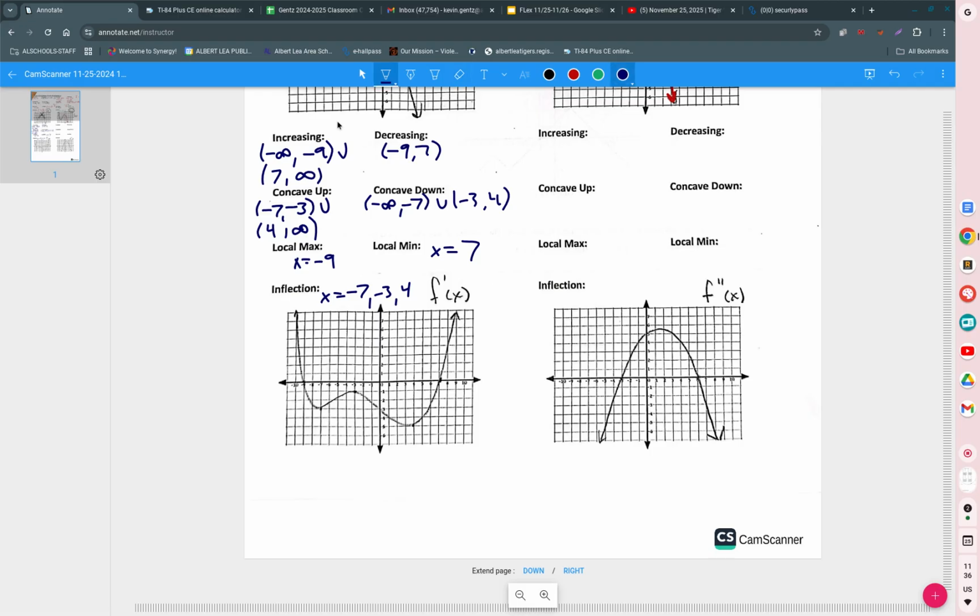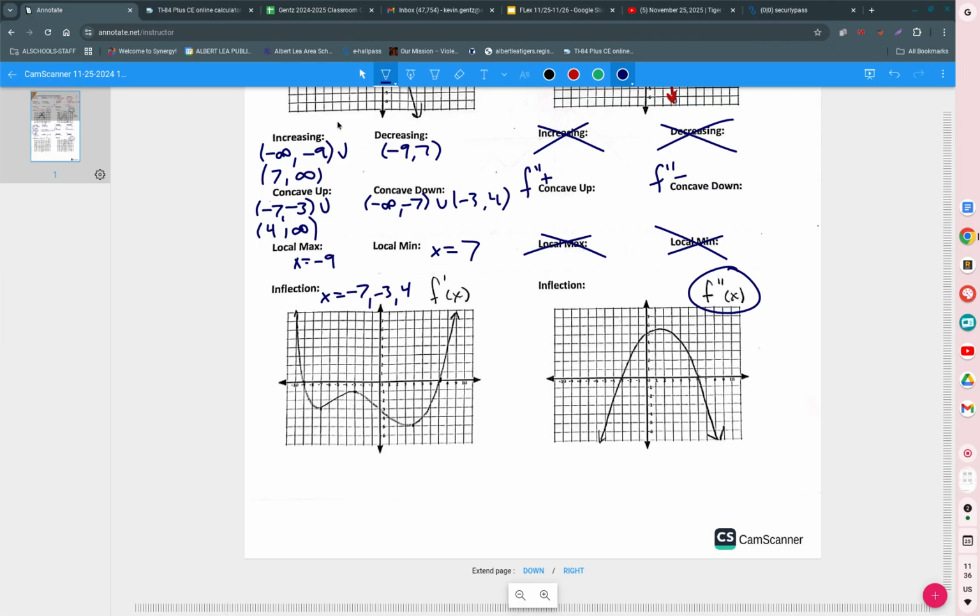It turns out that we don't really need to know how high this goes. Brecken is correct that what's most important about this is f double prime. F double prime does not tell us about increasing or decreasing. F double prime does not tell us about a local max or a local min. F double prime only tells us about concavity and inflection. And the rule is f double prime is going to be positive when it's concave up, and f double prime is going to be negative when it's concave down.